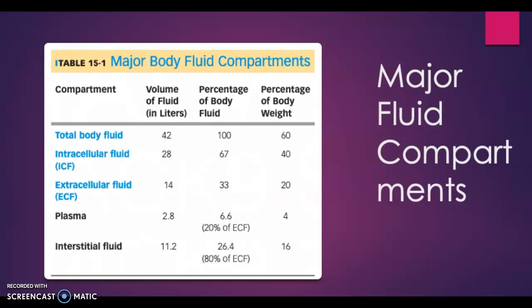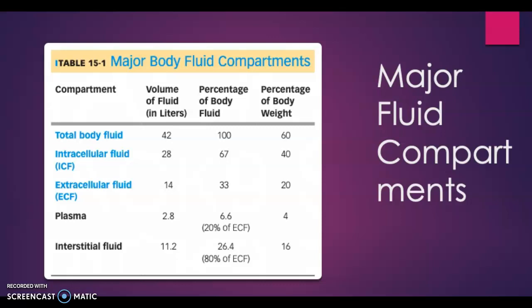The second major compartment is extracellular fluid, ECF. It has a volume of 14 liters of fluid. The percentage of body fluid is 33, and the percentage of body weight is 20.